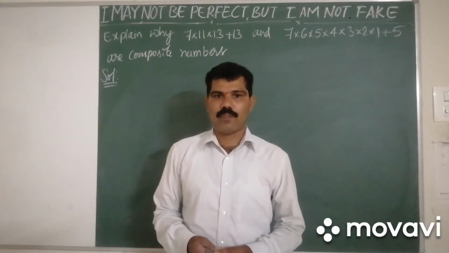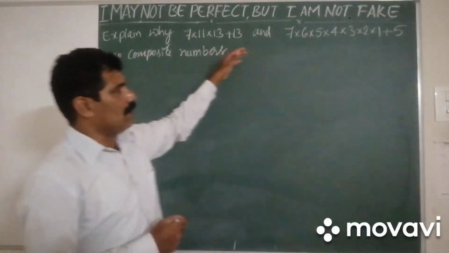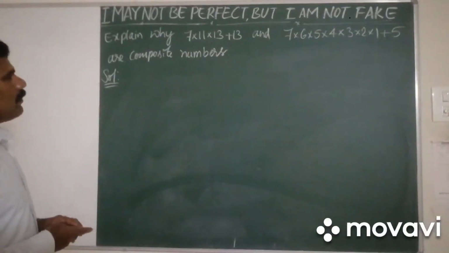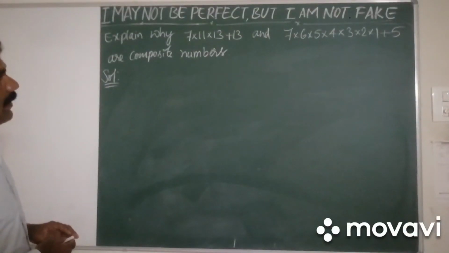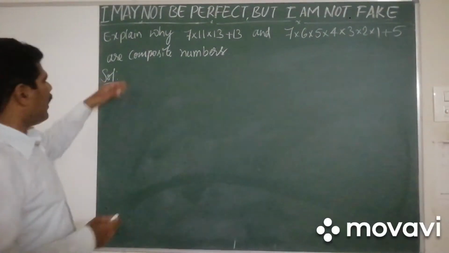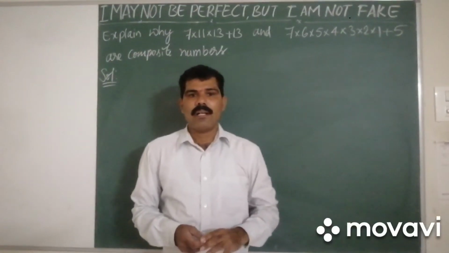Today we are going to solve the problem from the second exercise of Real Numbers from class 10. What is the question? Explain why 7 into 11 into 13 plus 13, and 7 into 6 into 5 into 4 into 3 into 2 into 1 plus 5 are composite numbers. So we have to prove that the given two numbers are composite numbers.